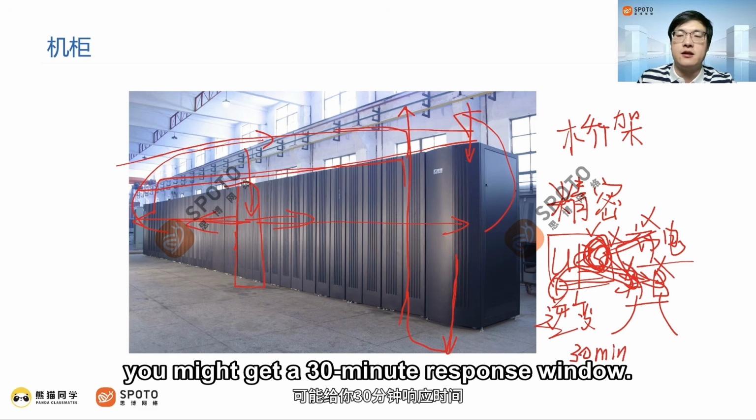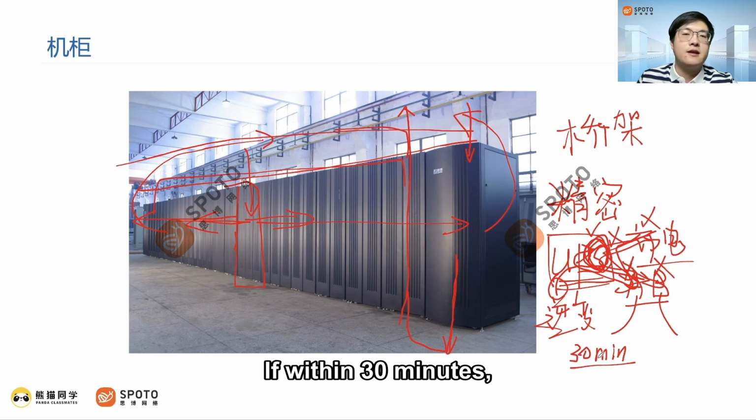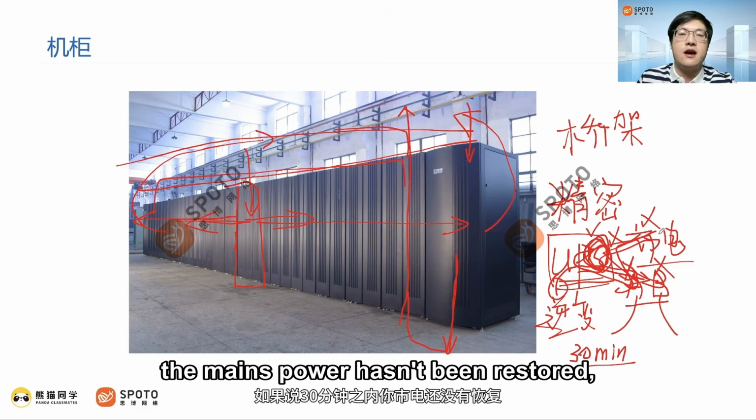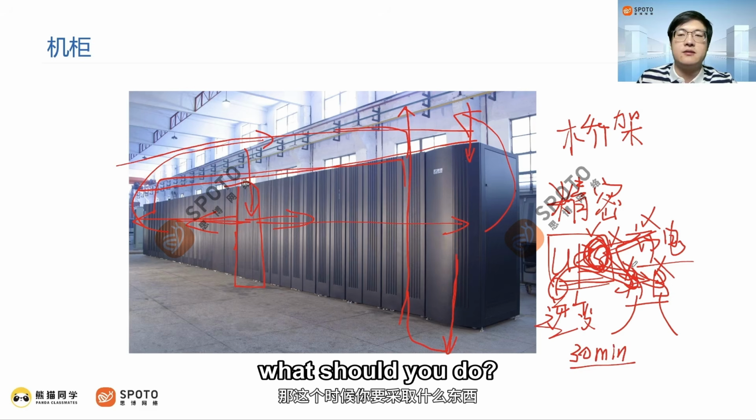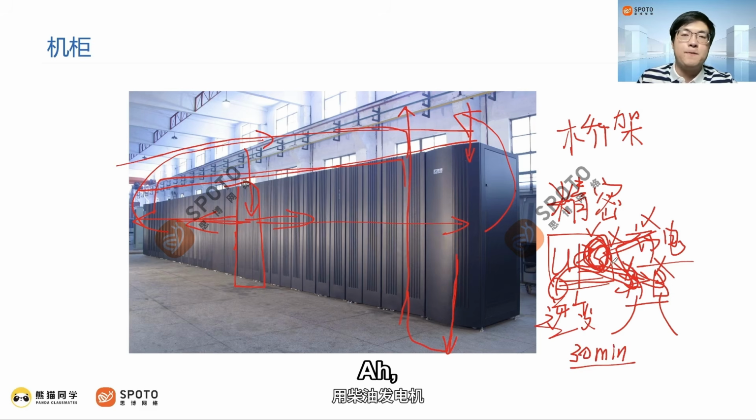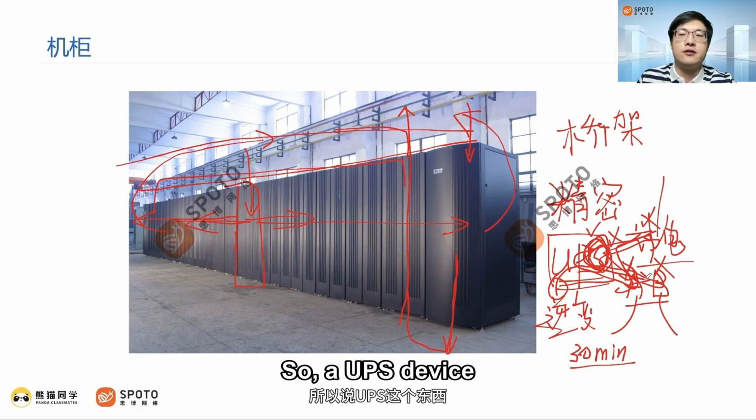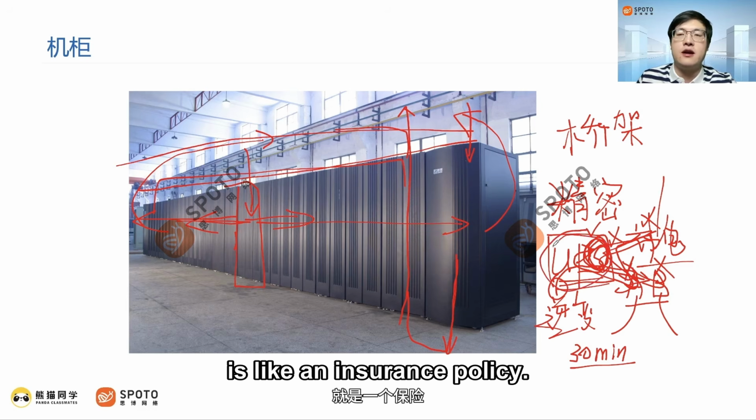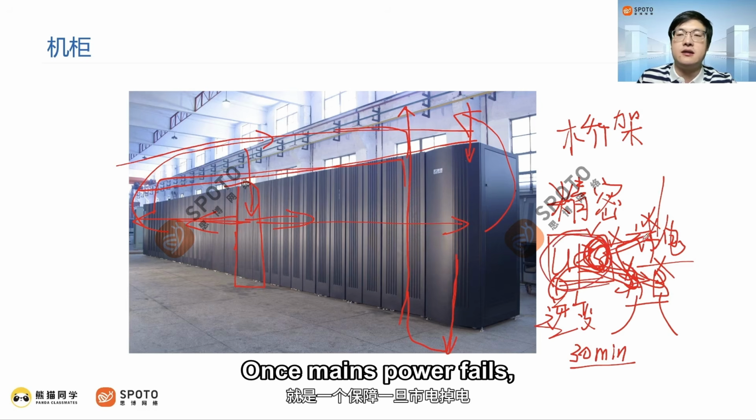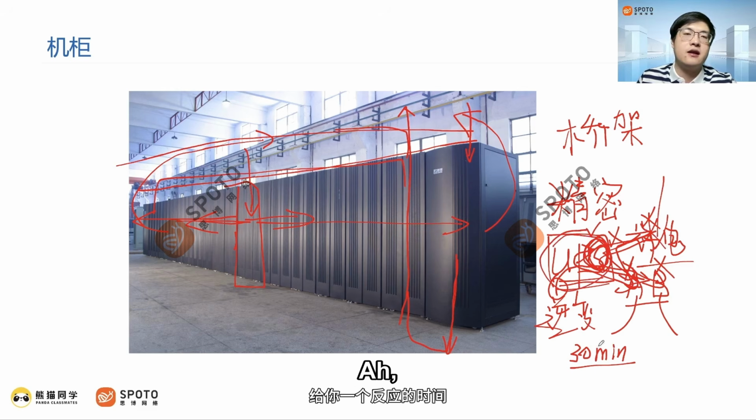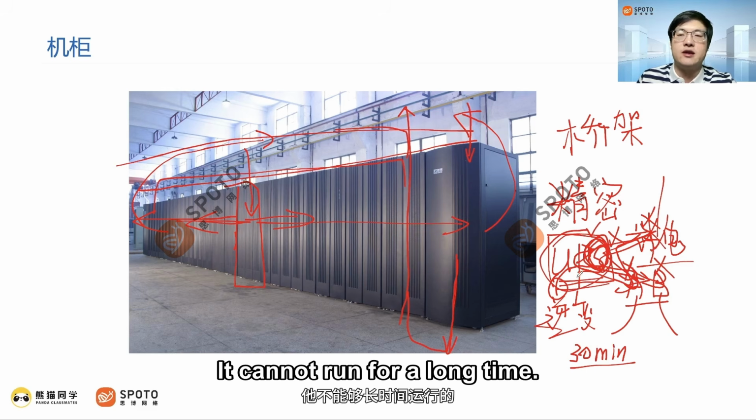If within 30 minutes the mains power hasn't been restored, what should you do? Use a diesel generator, connect it, and supply power. So a UPS device is like an insurance. Once mains power fails, it gives you time to react. It cannot run for a long time.